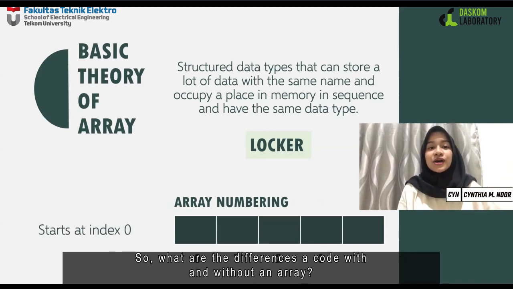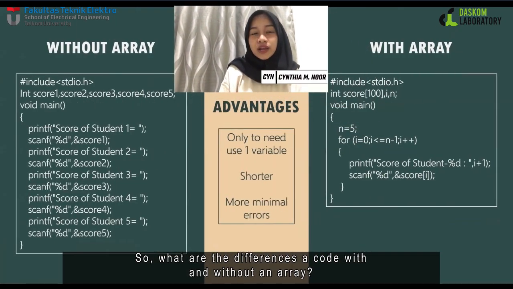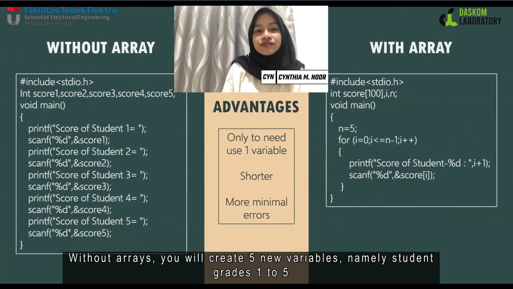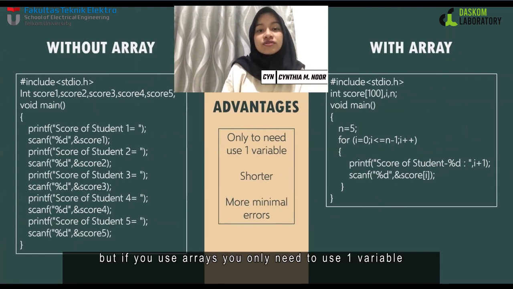meaning the first element has the index 0. Okay, so what are the differences in code with and without an array? Here, for example, we want to enter 5 students' grades. Without array, you will create 5 new variables, namely students' grade 1 to 5, like score 1, score 2, until score 5. But if you use array, you only need to use one variable.